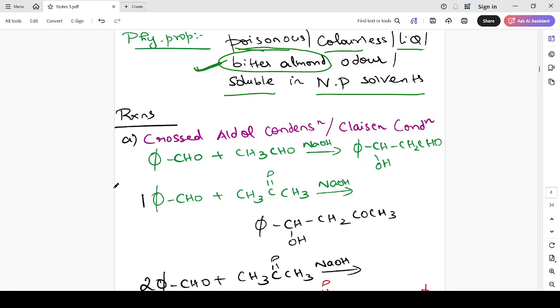Ma'am, what is bitter almond smell? You have this badam, na? The badam is called almond. Just imagine you roast it very harshly, that becomes blackish in color, and what kind of odor it will give. That is called bitter almond. Okay, ma'am.